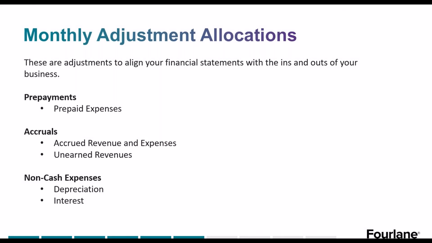So let's talk about the monthly adjustments. This usually happens once all your transactions are in and categorized, right? So now you're ready to go and make any additional adjustments needed. So what do you look for? Prepayments, right? If you had some prepayment expenses you need to allocate for each month, now's the time to do it. Similarly, with accruals, you're going to want to make any adjustments for accrued revenue and expenses, any unearned revenue, anything like that that needs to get allocated out for the month.